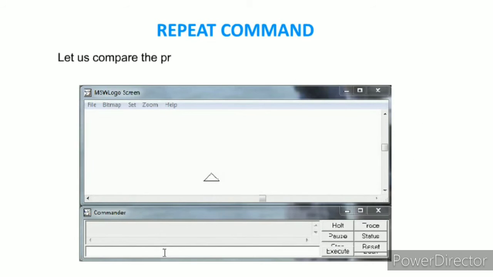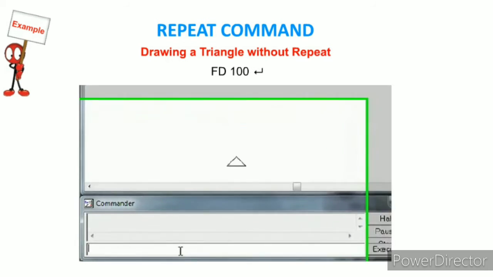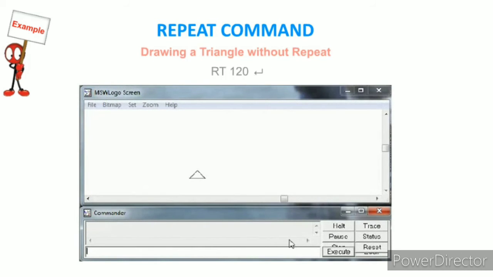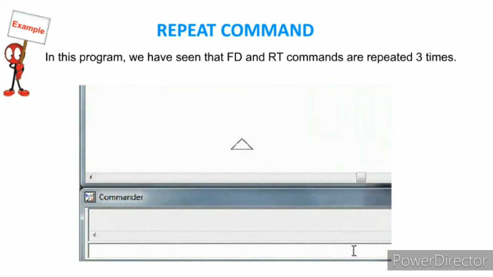Let us compare the program written without repeat and with repeat. First, we shall draw a triangle without the repeat command. FD100 enter, RT120 enter, FD100 enter, RT120 enter, FD100 enter, RT120 enter. In this program, we have seen that FD and RT commands are repeated 3 times.